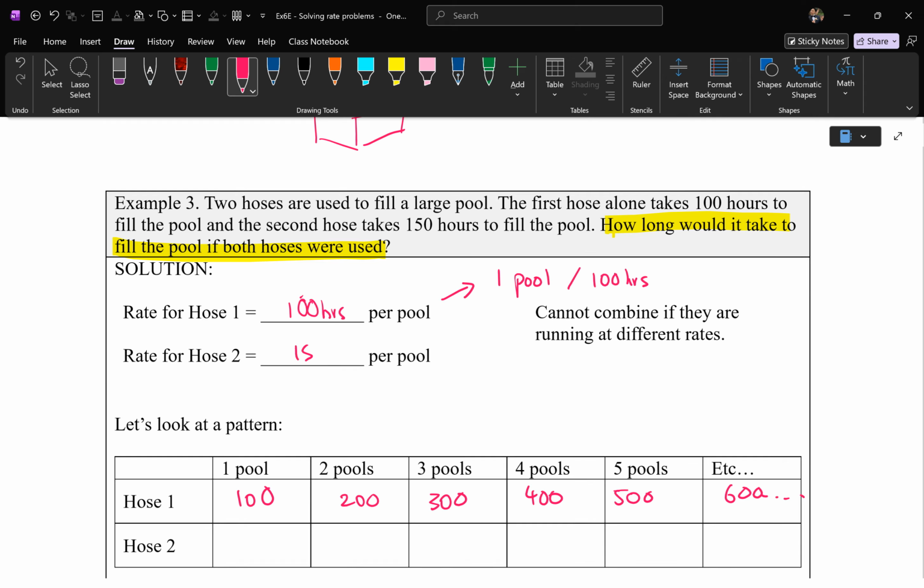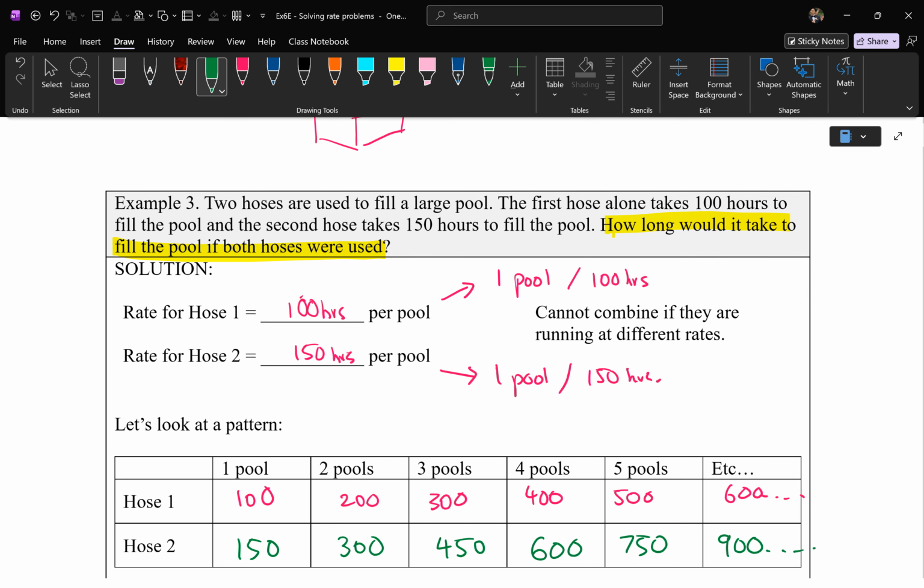Hose 2 says it's 150 hours for every pool. So essentially I'm saying for one pool, it takes 150 hours. So if I write down the pattern for the second one, hopefully you start to see something. 150 for one pool. For 2 pools, how long would it take? 300, because you add another 150, so then it becomes 300. Third pool takes 450, add another 150, so it becomes 450. Add another 150 gives you 600, add another 150, 750, and then another 150 gives you 900, etc.